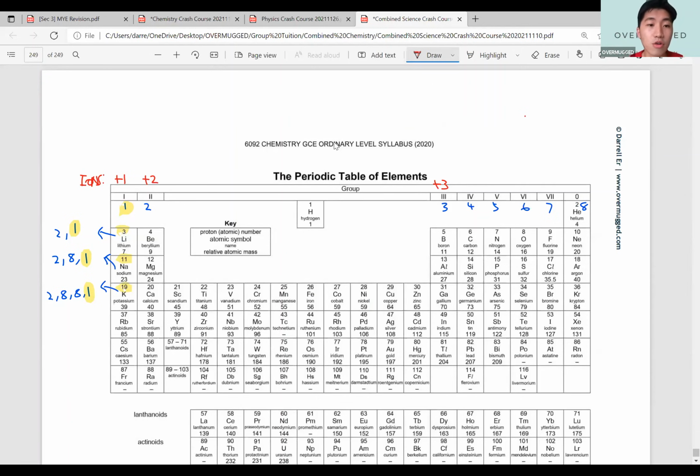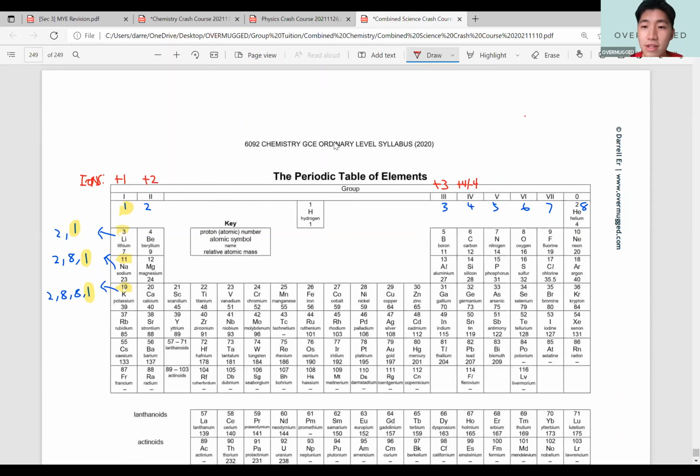For metals in group 2, they will have 2 electrons on the outermost shell, which means when they try to form an ion, they will give away 2 electrons. Which is why you can see that group 1's charge is +1, group 2 is +2, group 3 is +3. Group 4 is a bit more unique. It can be +4, -4.